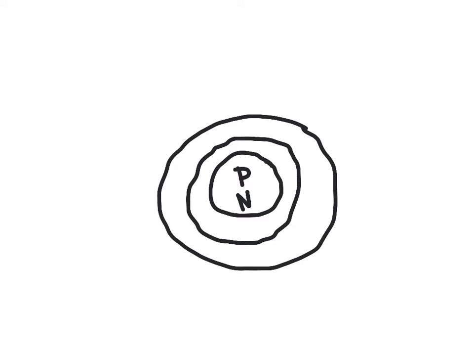The first shell can hold 2 electrons. The second shell can hold 8 electrons. And the third shell can also hold 8 electrons.